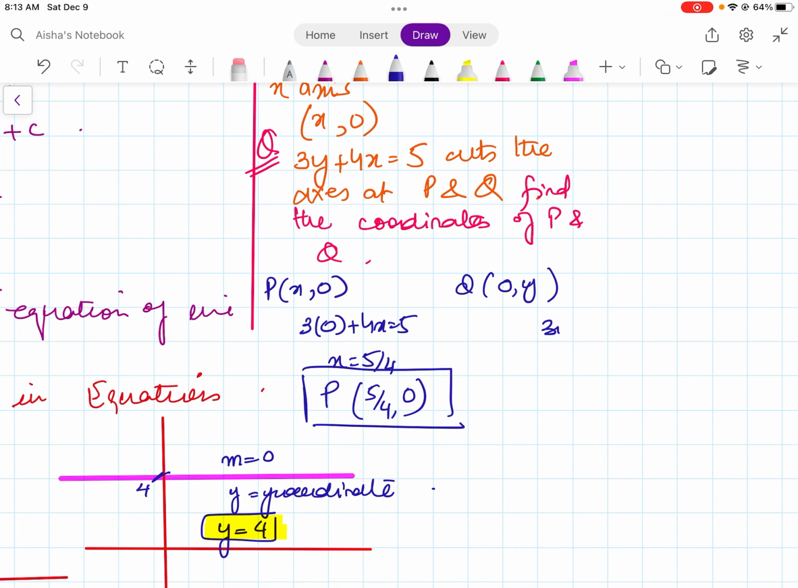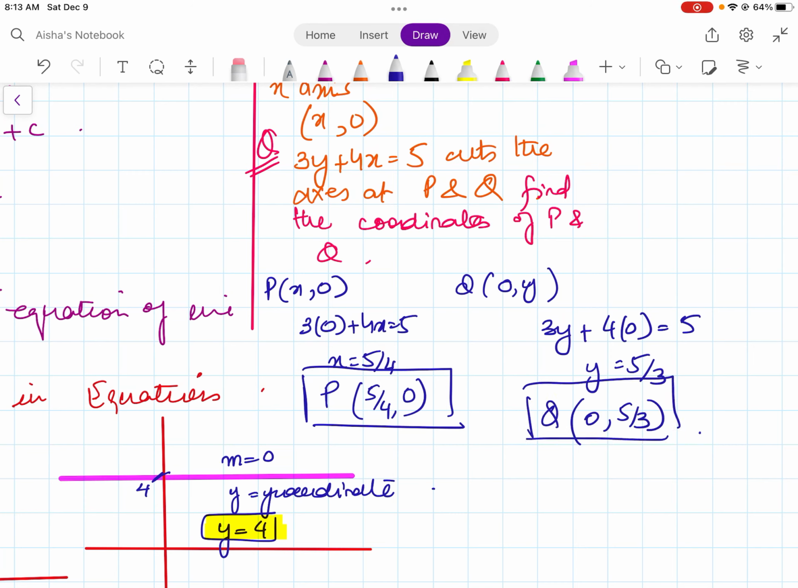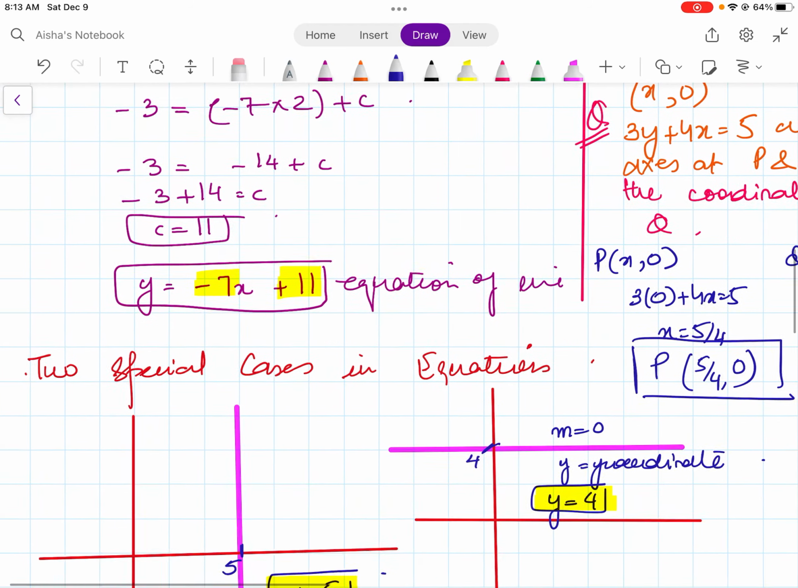Then you input 0 in place of x. So y will become 5 upon 3, so it will become 0 comma 5 upon 3. Now they can ask you to find the length of PQ. So for the length of PQ, you will apply the length formula. They can ask you about the midpoint of PQ. Whatever they ask you, you apply that formula.